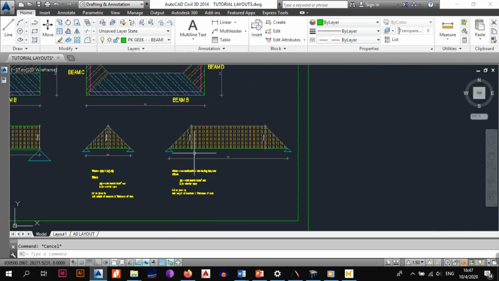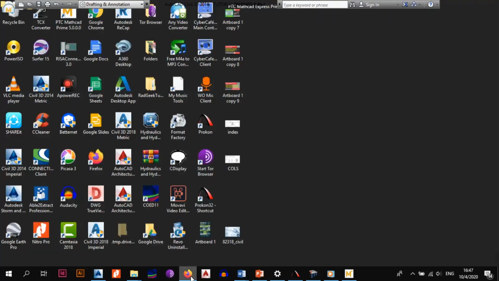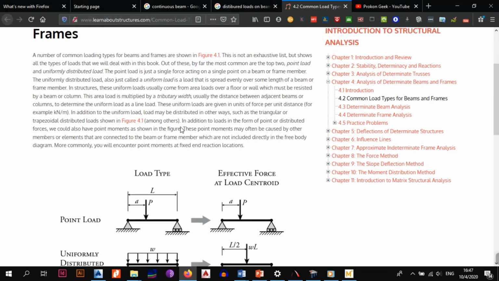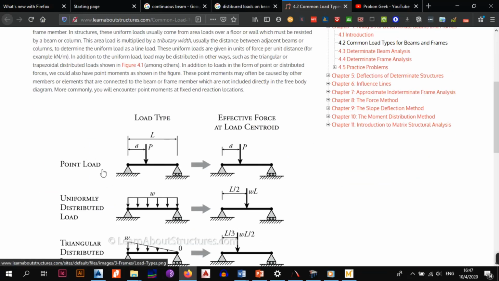Those of you who are failing to understand what W max is, what I'm referring to is you need to know about the common types of loads which are on beams. So this is learnaboutstructures.com. So as you know, we have point loads, right?